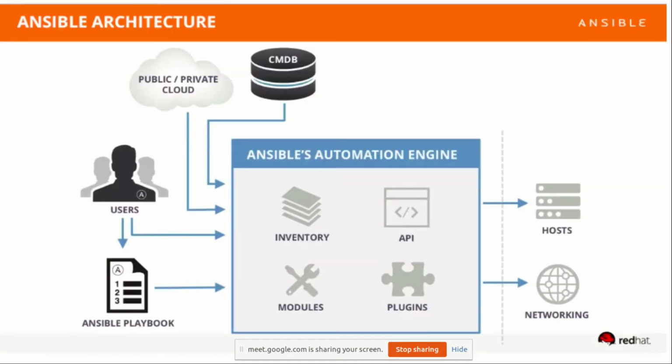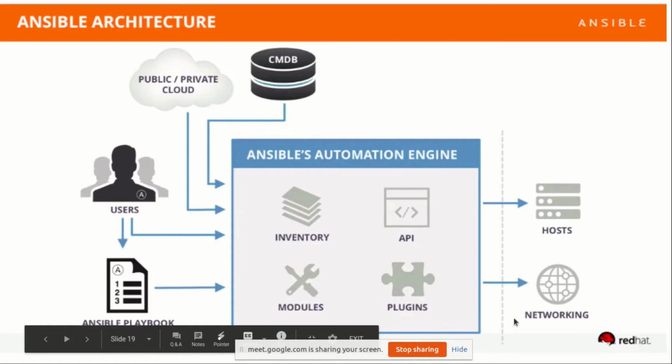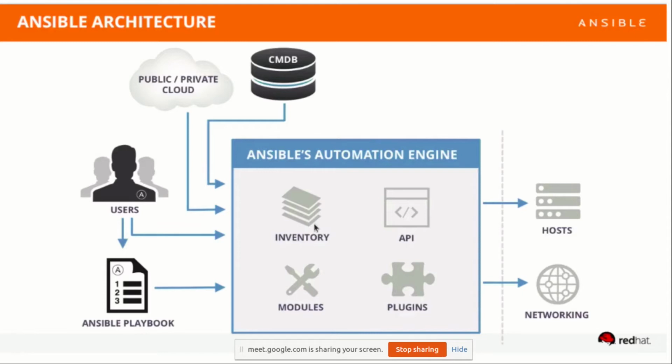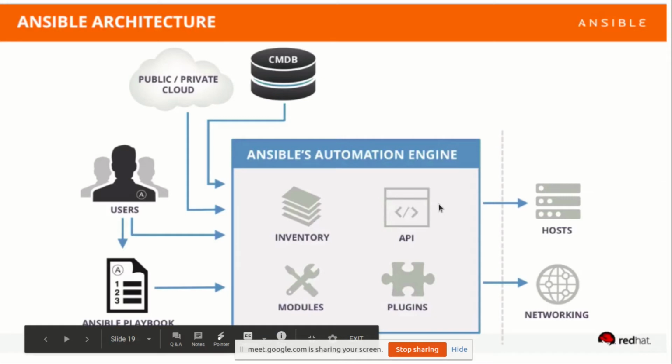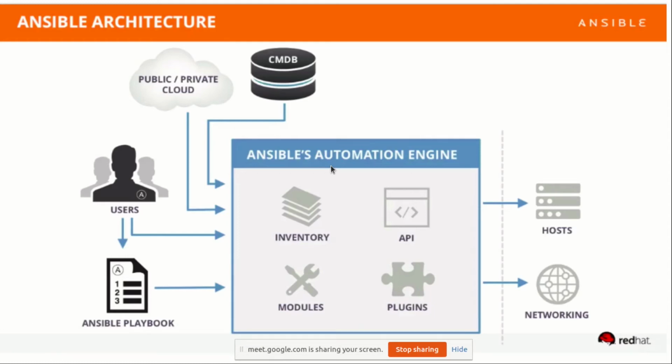Okay, this is how the Ansible architecture looks. I took it from the official Red Hat Ansible docs. As a reference, you can use docs.ansible.com, where you can get the documentation. When you see this, it is the Ansible automation engine. You just need to have this. You have an inventory, a user, Ansible playbooks, hosts, networking. Everything I'm going to explain in the coming slides, one by one. It is very simple.